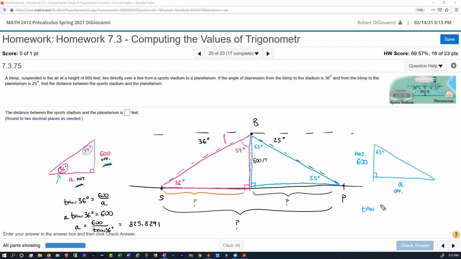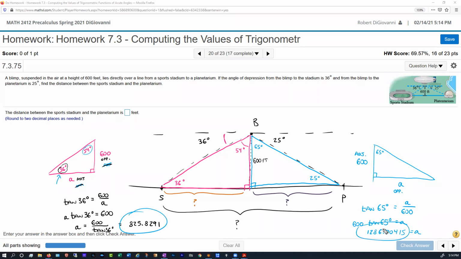I know tangent of 65 degrees is the opposite, which is A over 600. And I like this way because all I have to do is multiply both sides by 600, and I'll get A right away. I don't have to do what I did on the previous one. So in my calculator, 600 times tangent of 65 degrees is about 1286.70415, that's A. Okay, so now we're just going to take these two answers and add them together.